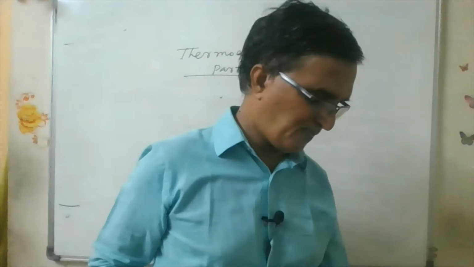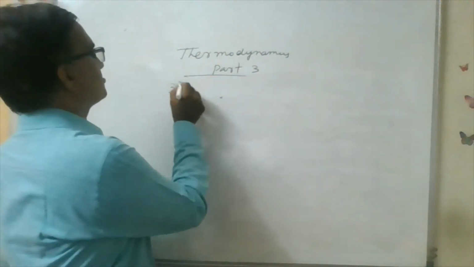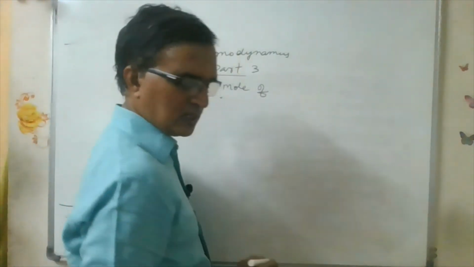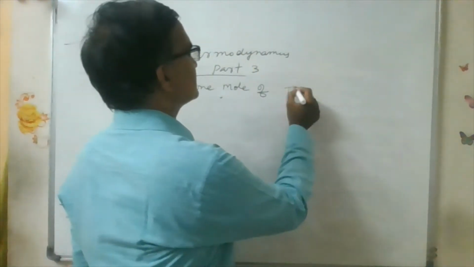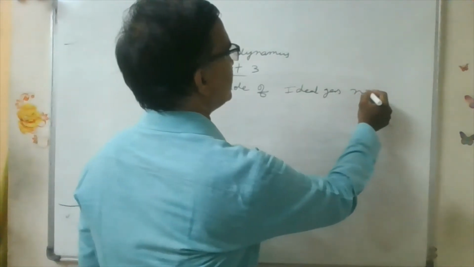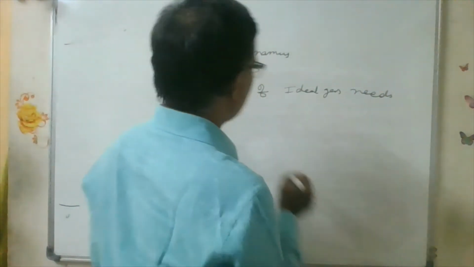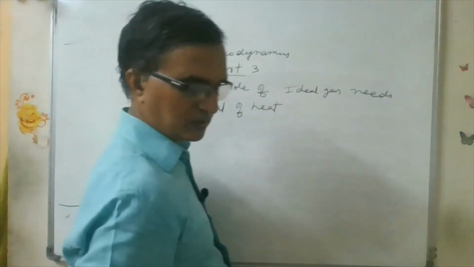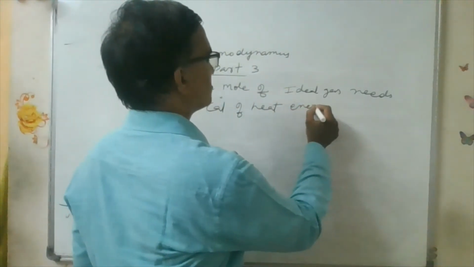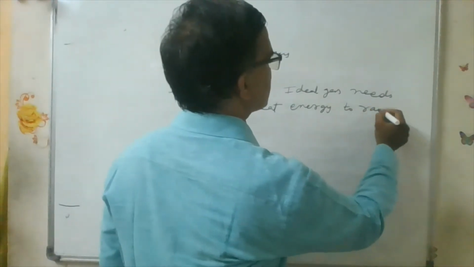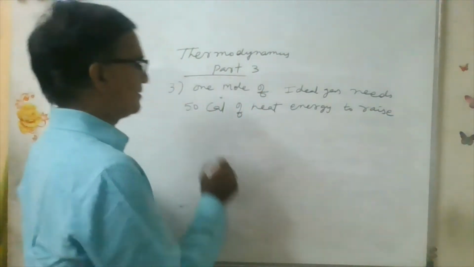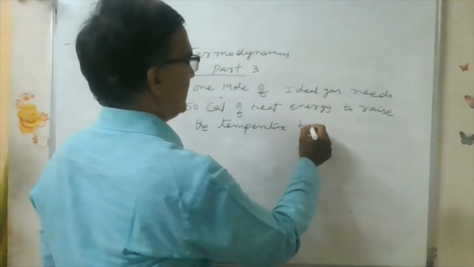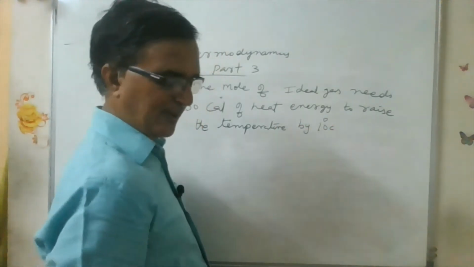Now next, third problem. 1 mole of ideal gas needs 50 calories of heat energy to raise the temperature by 10 degrees centigrade at constant pressure.